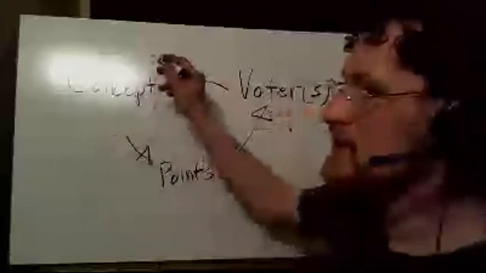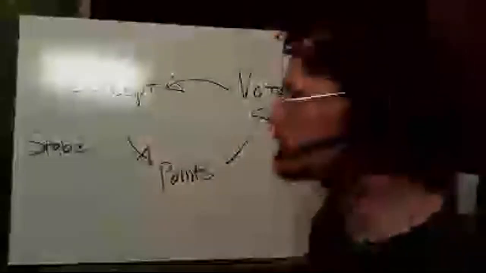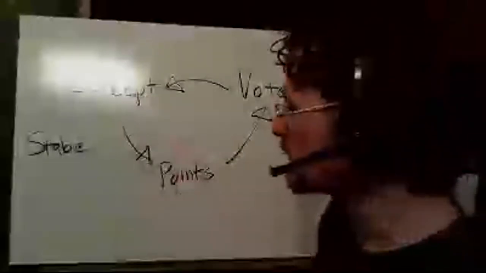and as this cycle creates, okay, I'll talk about stable real quick. This is what we're looking for more than anything else. A stable concept is one that would be something like, it would be complete and accurate.